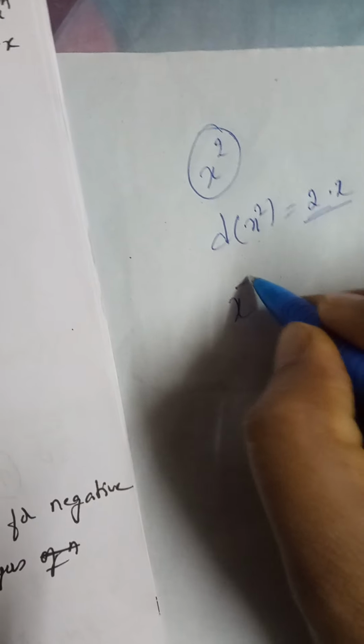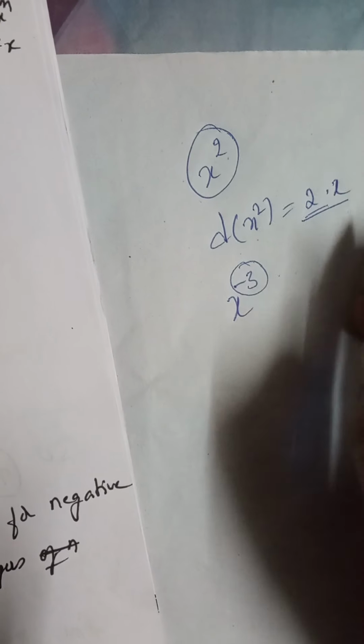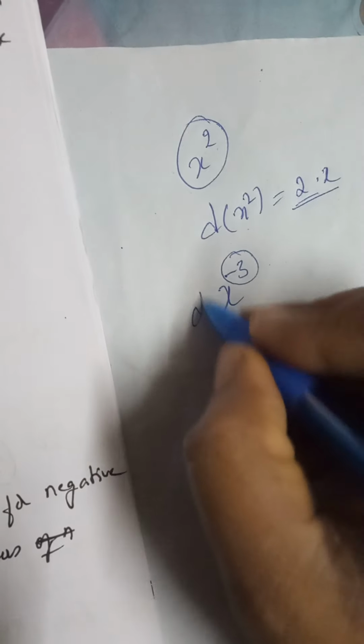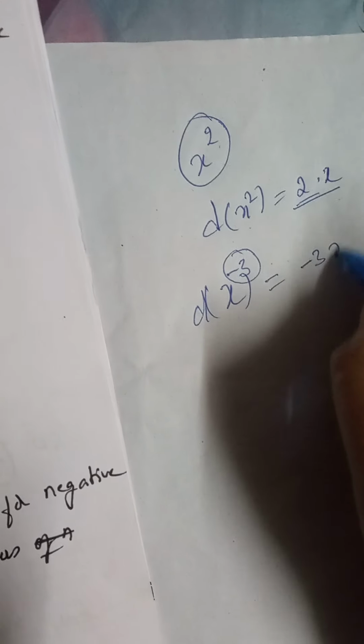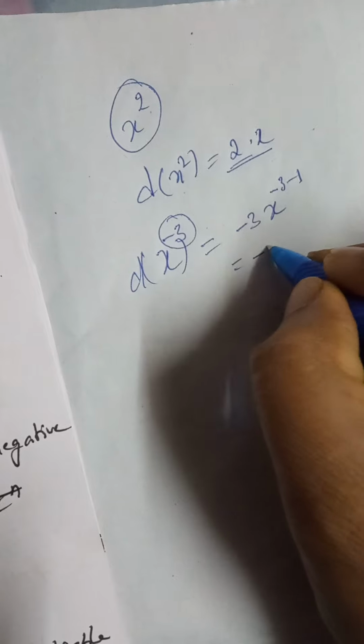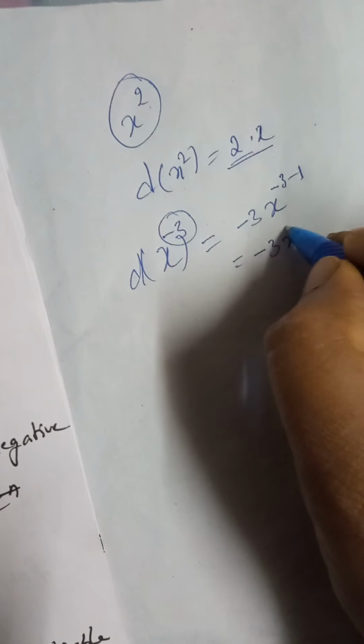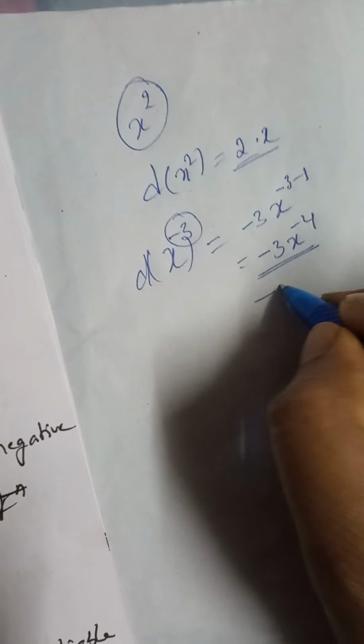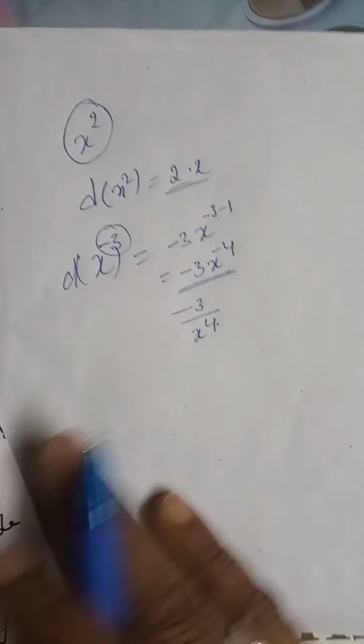Simply by ordinary differentiation, suppose x to the power of 2. What is the differentiation of x to the power of 2? Differentiation of x square is 2 into x, right? Similarly, x power minus 3, here the power is negative. In this case, how do we find the derivative? Same formula: minus 3 into x to the power of minus 3 minus 1. On simplification, minus 3 into x to the power of minus 4, which can be written as minus 3 by x power 4. This is ordinary differentiation.